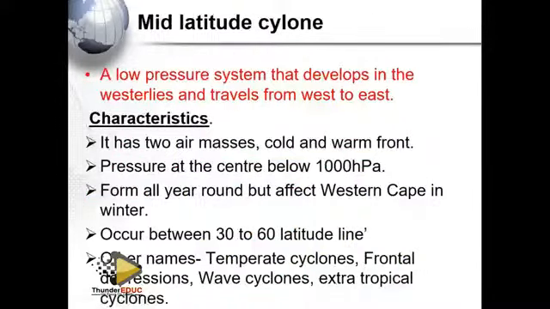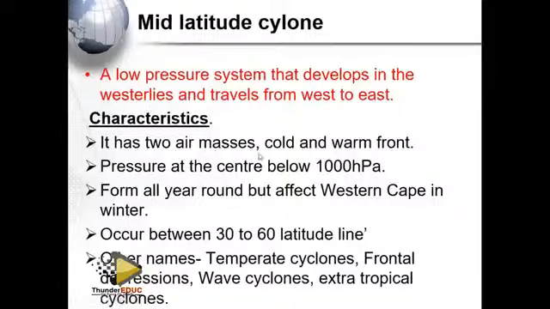Or what can you look at to say this is exactly a mid-latitude cyclone? Please, learners, understand that the characteristics clearly tell us that this is a tropical cyclone, this is a mid-latitude cyclone, and so on and so forth. Therefore, since we are looking at a mid-latitude cyclone, what happens here?